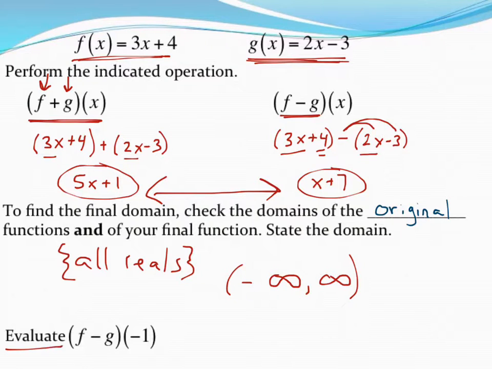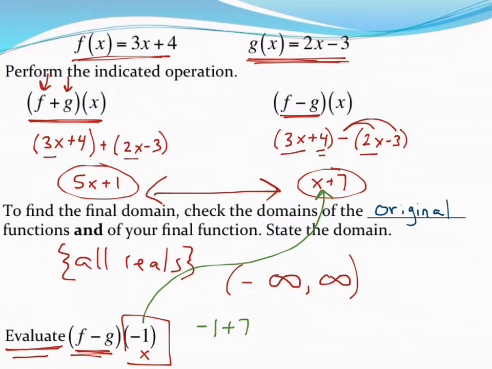Finally, I can evaluate. I can substitute a number in for x. This is what they're asking me to replace x with. So that's my x. They're saying to do the subtraction function. So here's all I need to do. Since I've already found what the difference function is, all I need to do is take this negative 1 and replace it with x in that function I already found. So negative 1 plus 7 is, of course, just 6.